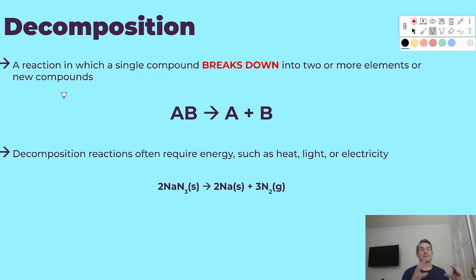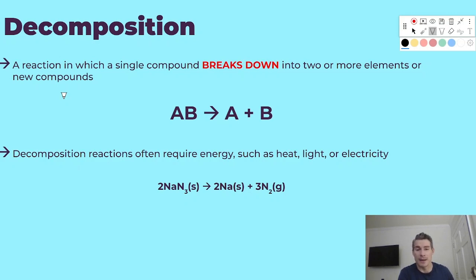If we think about this imaginary molecule AB, it's going to take heat, or light, or electricity. It's going to take energy to get in between the molecule down to the bonds and to break those bonds apart. So they require energy such as heat, light, or electricity. In this example reaction, sodium trinitride breaks down into two sodium atoms and 3 diatomic nitrogens.